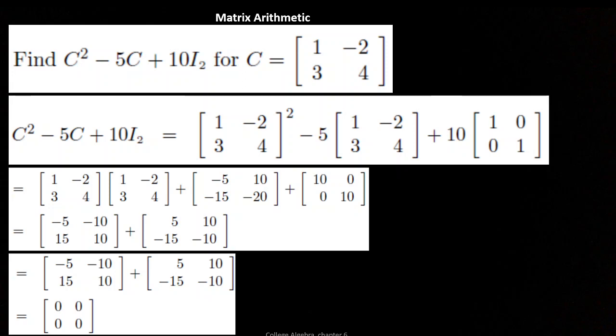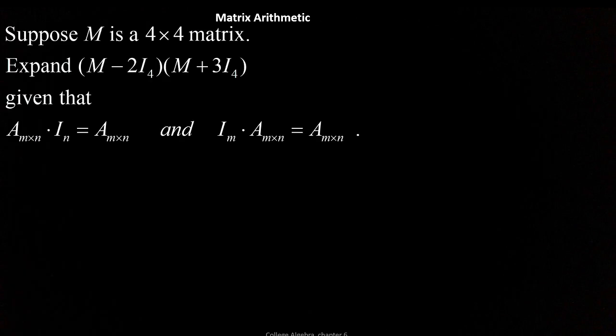C squared means C times C, and 5 times C, and then 10 times I2. I2 is just I, 2 by 2, right? So you see how it works here. C squared means you multiply this by itself right here, and then negative 5 times C means negative 5 times this, and then plus 10 times I2. Now since these are all 2 by 2s, when you get the answer for that too, we can add them and we get that, right? All right, we'll just practice with that.